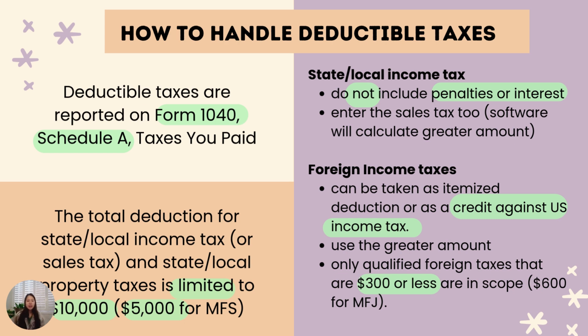Foreign income tax can be taken as an itemized deduction or as a credit against U.S. tax, but you should use the greater amount. And only qualified foreign income taxes that are $300 or less are in scope for the Volunteer Income Tax Assistance Program. So if you are trying to get your taxes done by a VITA site, then only foreign income tax that is $300 or less would qualify.